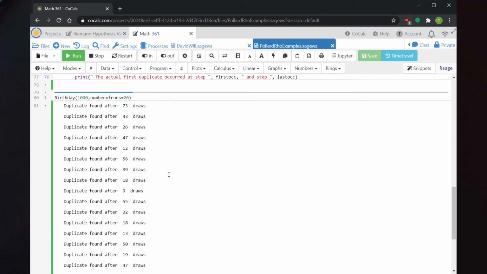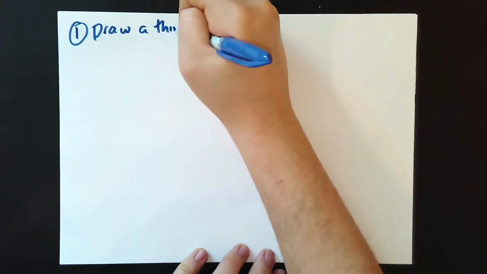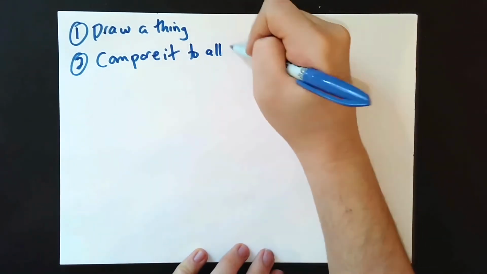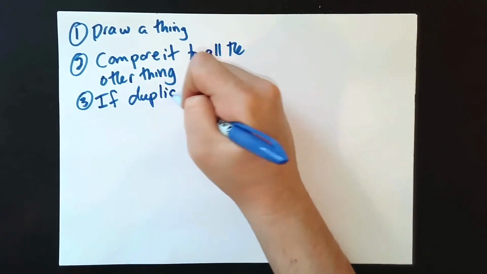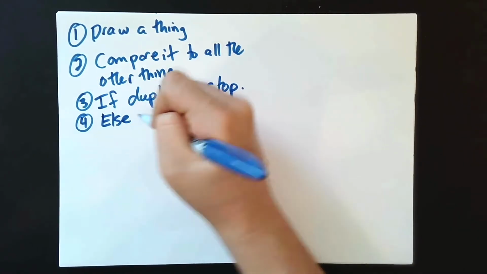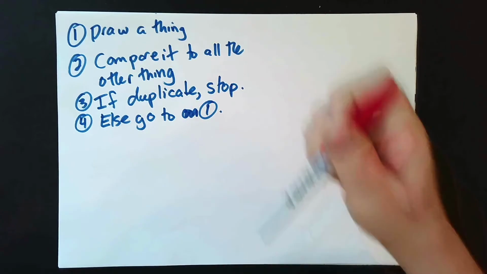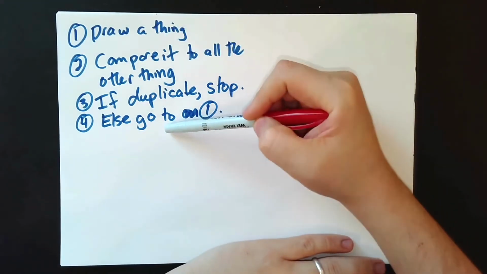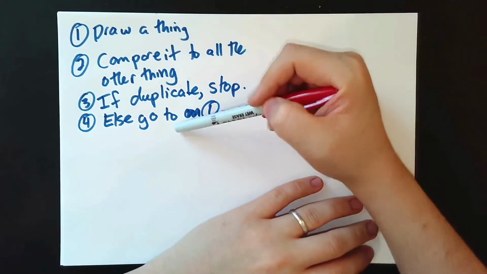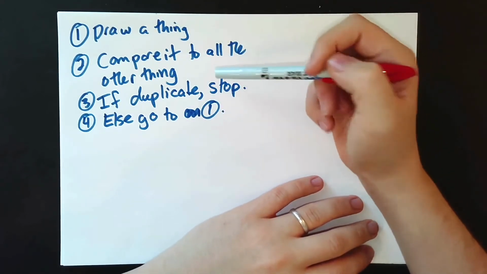However, there is a problem with what I have just shown you. And the problem is only apparent if you look carefully at what the program is actually doing. First, draw a thing, then compare it to all the other things. If you find a duplicate, stop, else go back to the start. Now, how many times am I going to have to go through these 4 steps? About the square root of n times.